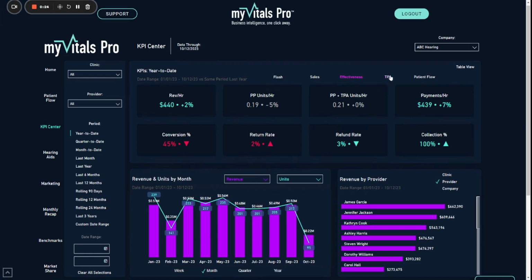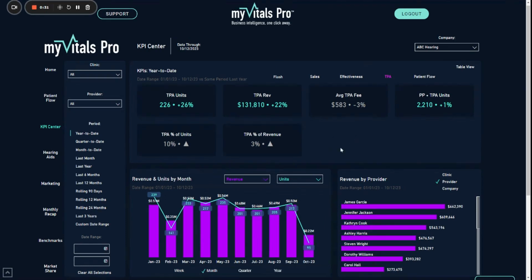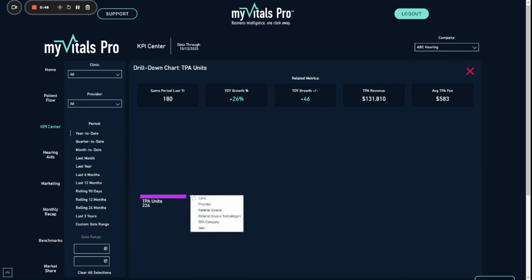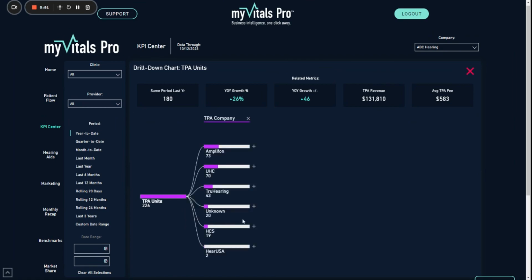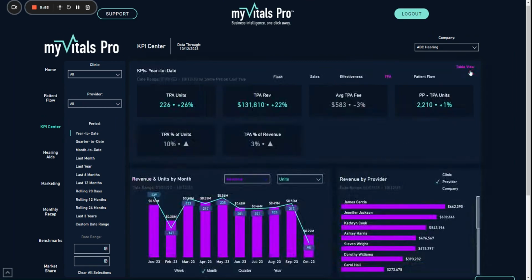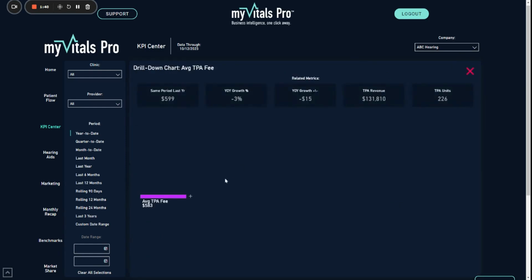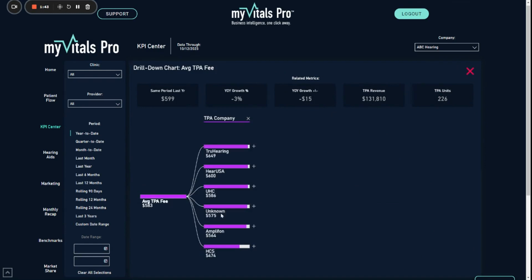This next section here gives you metrics that provide data and context related to your third-party sales. Interesting metrics to look at here would be what percentage of your units and revenue come from third parties. We can also dive deeper to look at exactly which third parties we're dealing with. Another cool metric to look at here would be average TPA fee. This may help you decide which TPAs it makes sense for you to work with and which you may want to stop working with over time.